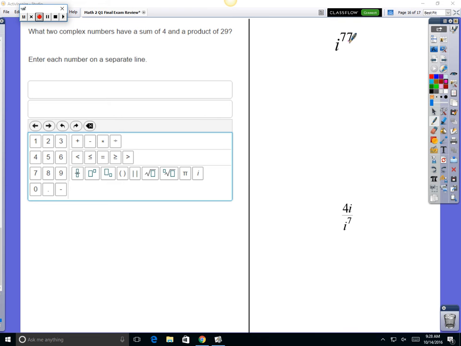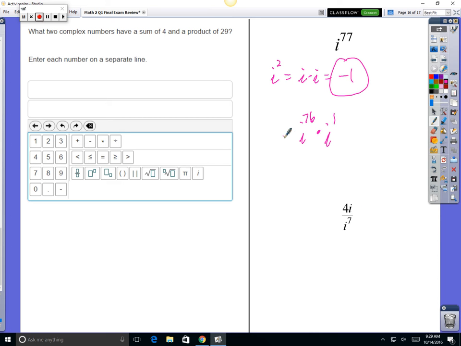Let's do this guy. Out of the 77. If you got 77 i's, what do you have? You got to remember that every i squared is equal to a real, and it's equal to a negative 1. So then the question is, how many of these squares do you have in there? How many of these negative 1s do you have in there? So you have i to the 76 times i to the 1, and that is a total of 77 i's.